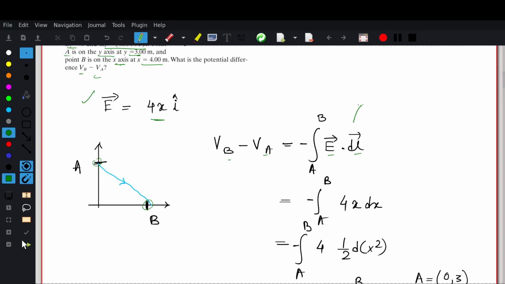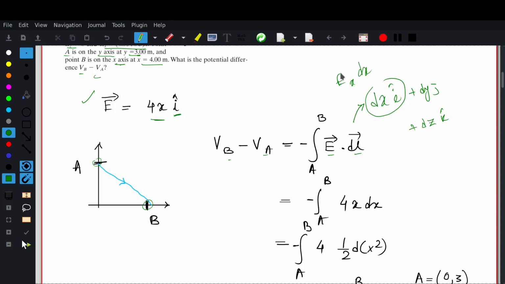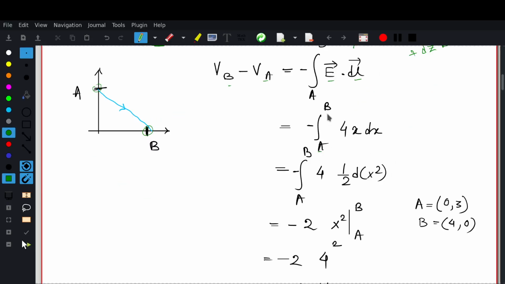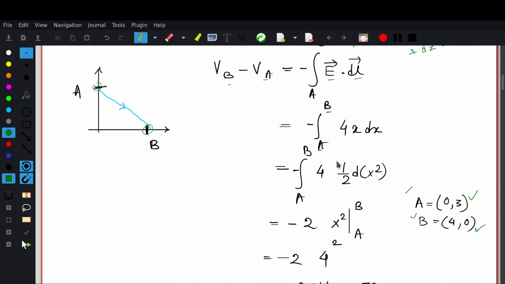Now this dl is dx i cap plus dy j cap plus dz k cap. But our electric field has only one component, the x cap. So this dl basically means that we have only Ex dx, right? This is the integrand that we will have to integrate. So I have put in the points A and B, which refer to the coordinates 0, 3 and 4, 0. This one is on the y axis and this is on the x axis. So you will have to integrate this one, right? You can directly integrate.